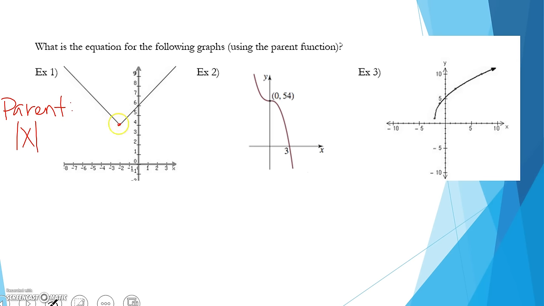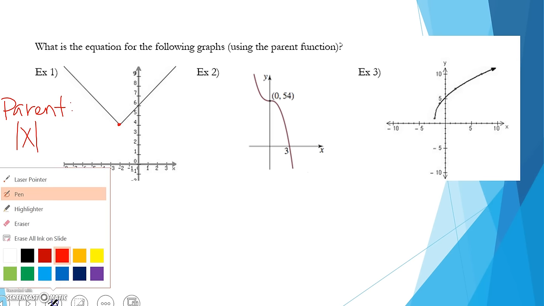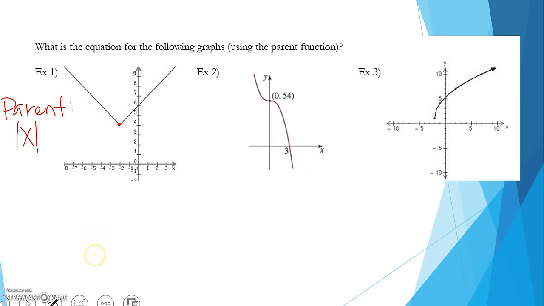I always just like to look at the original point. The intersection on the original one is right here. So here's the original one. And my point moved from here all the way up to here. How that moves is it moved to the left 2 and moved up 4.